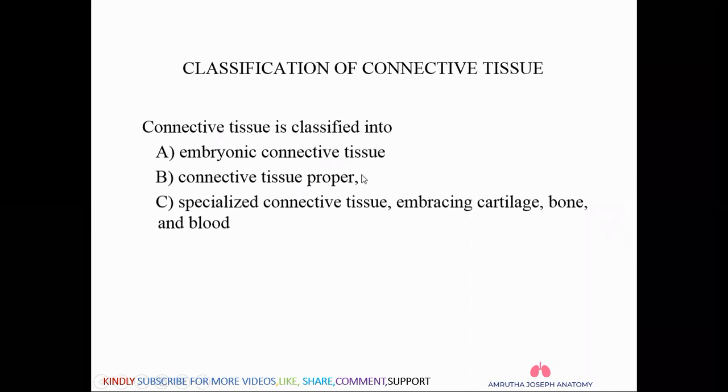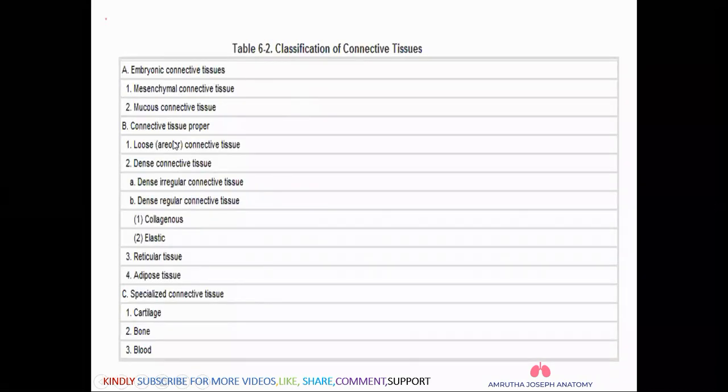Now if you have a sub classification on this, it looks like this: embryonic connective tissue, connective tissue proper, and specialized connective tissue. In the embryonic connective tissue, we have mesenchymal connective tissue and mucous connective tissue. The classification looks a little tough, but you need to know roughly what the divisions are, what the types of connective tissue are. And connective tissue proper has loose connective tissue and dense connective tissue. In the dense connective tissue, again, there is a classification. Anyway, the third classification under connective tissue proper is reticular tissue, then the adipose tissue.